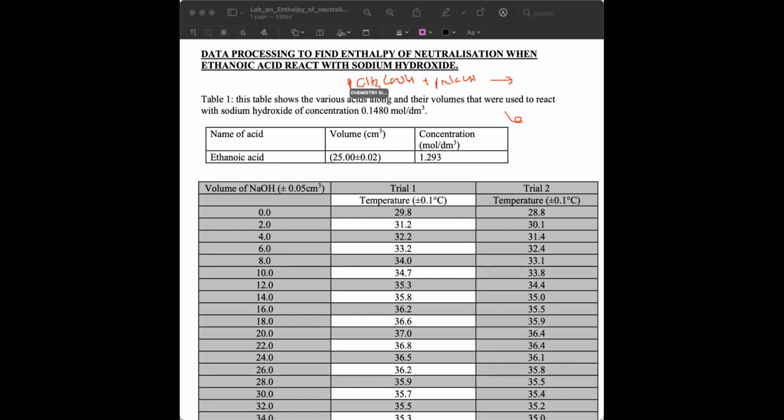Now here, 25 centimeter cube of ethanoic acid, and what is the concentration of the ethanoic acid? Is that given? 1.293 moles per decimeter cube. Okay, that's fine. So how many moles of acid are in the conical flask? Isn't it 1.293 into 0.025? Somebody please do this quickly.